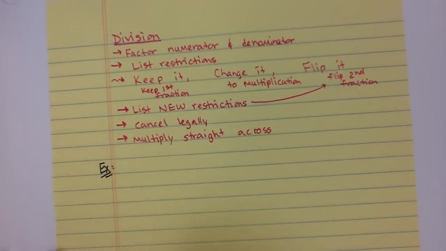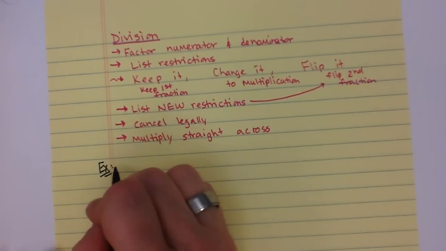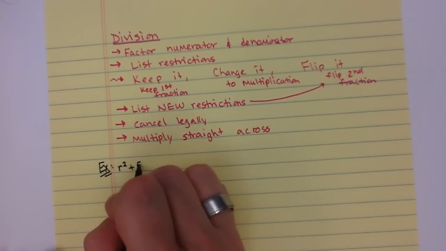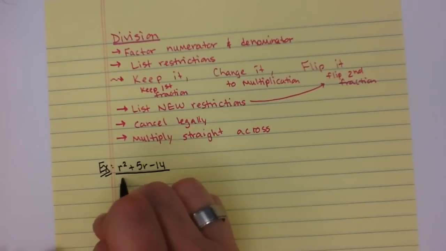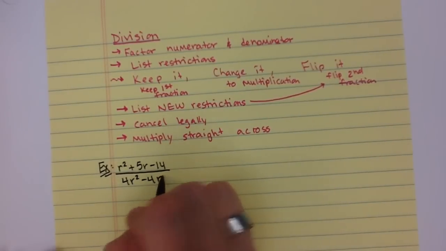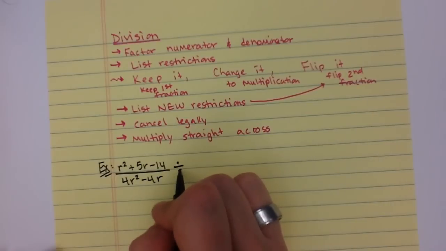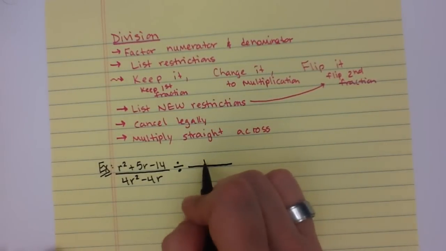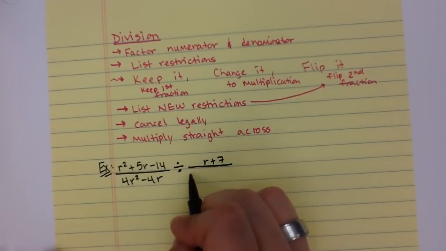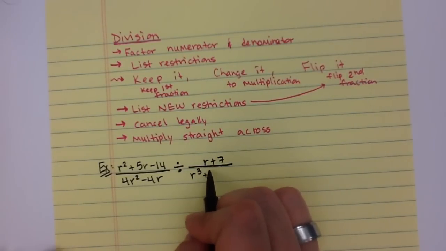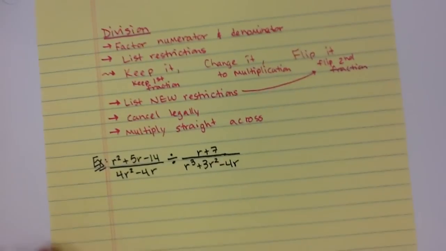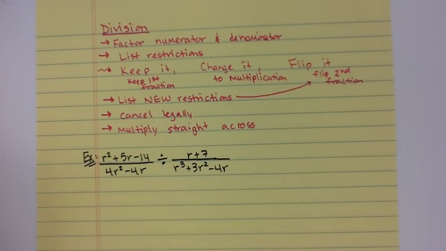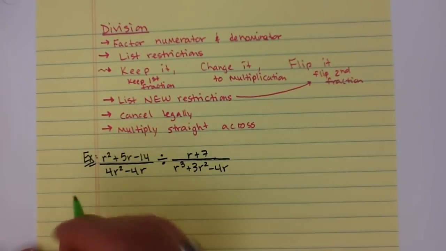Let's look at a couple of examples. So we'll do r squared plus 5r minus 14 divided by 4r squared minus 4r, and then divided by r plus 7 over r cubed plus 3r squared minus 4r. So we're going to start by factoring.